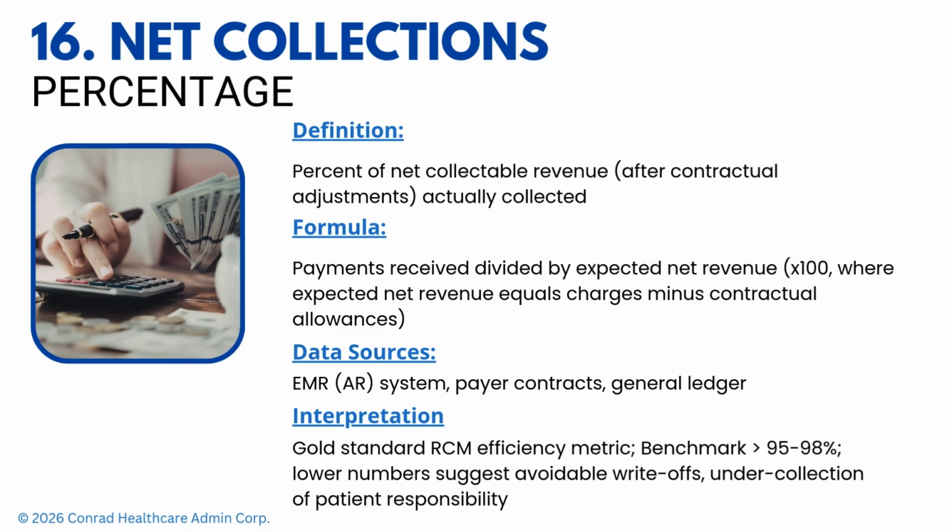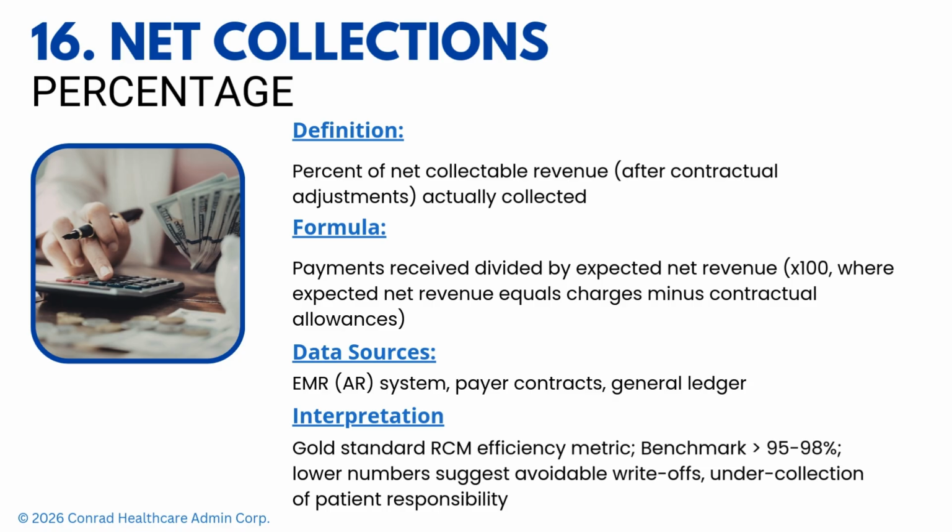This is the percentage of net collectible revenue that is actually collected. The formula for that is the payments received divided by the expected net revenue, and that gives us a percentage. The expected net revenue is what you are expecting to get paid based on your insurance contracts and your government fee schedules. So in other words, it's your charges minus your contractual allowances that make up that denominator. The data sources for this can be the EMR, payer contracts for the expected rates, and the general ledger.